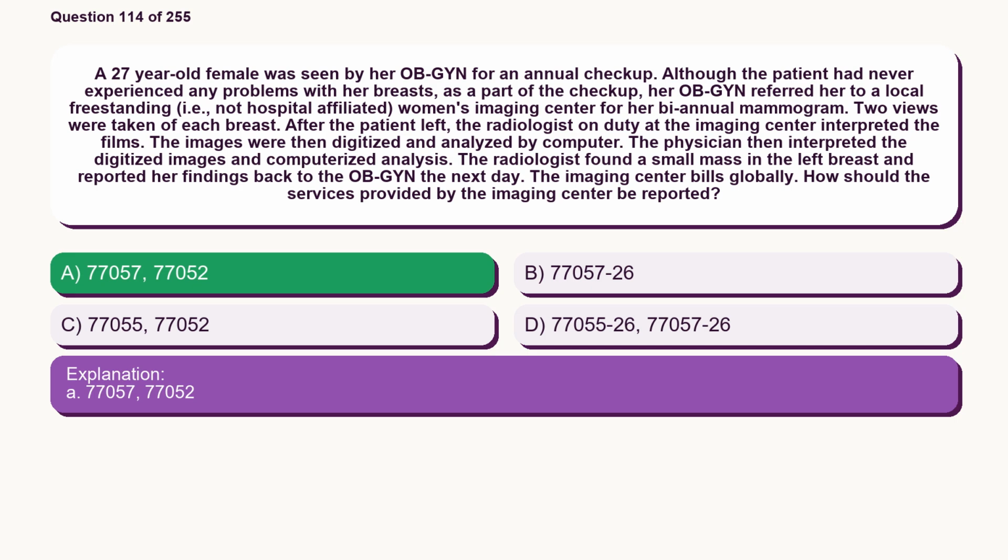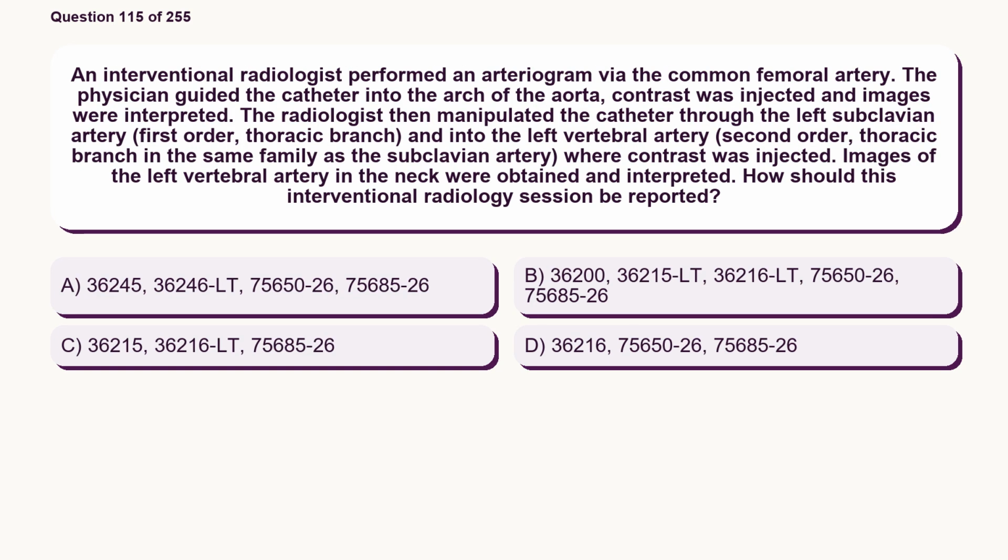Question 115. An interventional radiologist performed an arteriogram via the common femoral artery. The physician guided the catheter into the arch of the aorta. Contrast was injected and images were interpreted. The radiologist then manipulated the catheter through the left subclavian artery, first order, thoracic branch, and into the left vertebral artery, second order, thoracic branch in the same family as the subclavian artery, where contrast was injected. Images of the left vertebral artery in the neck were obtained and interpreted. How should this interventional radiology session be reported?